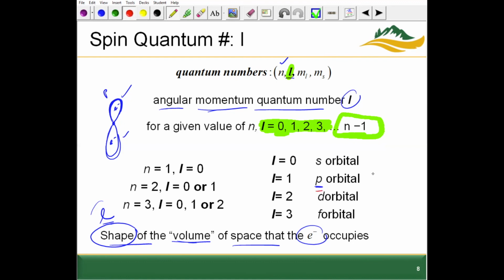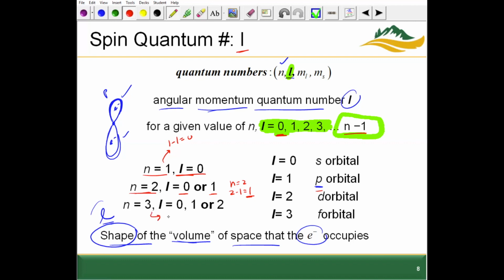Let's give an example. Let's say n is equal to 1. We want to figure out the possible values for L. For L, it's going to be 0 up through the value of n minus 1. If we know our n, let's do 1 minus 1, that's 0. So when n equals 1, the only possible value for L is 0. If n is equal to 2, then 2 minus 1 is 1. That means our possible values for L is 0 up through n minus 1, which is 1. So for n equal 2, L can be either 0 or 1.